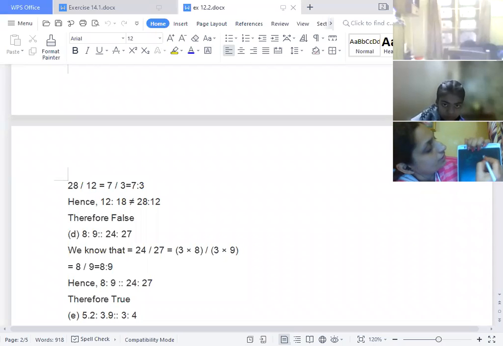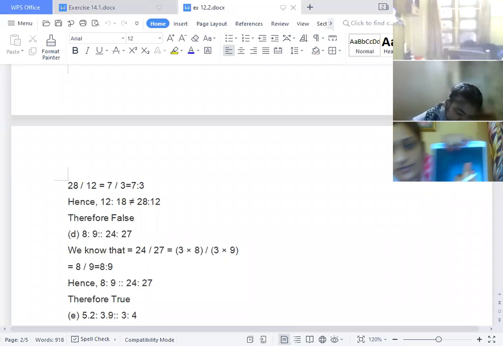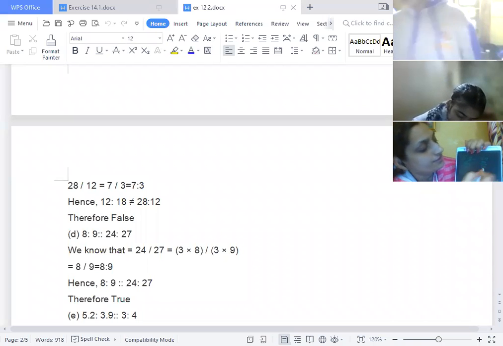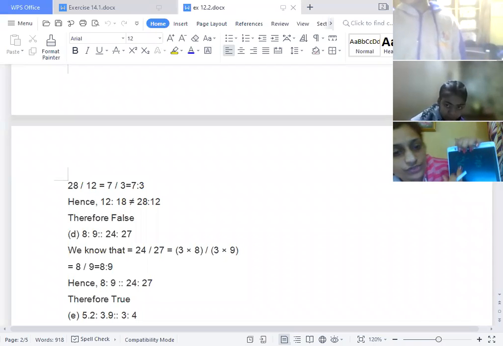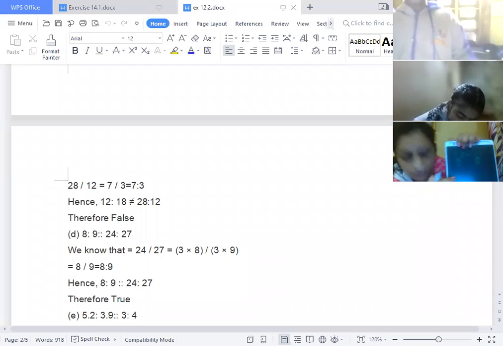And 3.9. How many digits are there after decimal? Ma'am, 1 digit is there. So it will become 39 upon 10. Okay. Yes, ma'am. So we can cancel it out from which table? 52 and 10 go in which table?